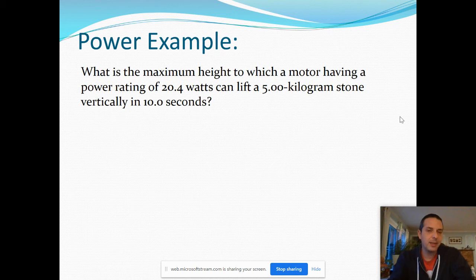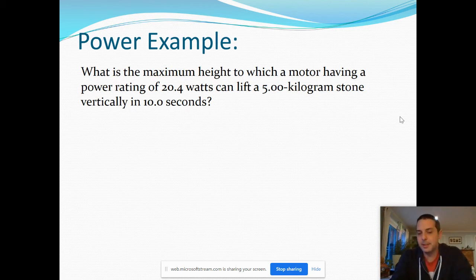This example is going to be an algebraic example, not a calculus example. What we want to figure out is, if we have a height that we want to lift something up with a particular motor. This motor has a power rating of 20.4 watts, and we're lifting up a 5-kilogram stone. We want to bring that up vertically as far as we can in 10 seconds. So now we have a couple of inputs.